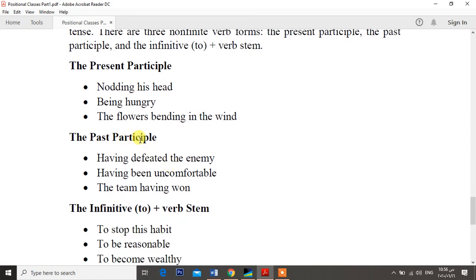The past participle. Having defeated the enemy: defeated here is regarded as a past participle. Having been uncomfortable: been also. The team having won: won also here is a past participle. So defeated, been, and won, all of them are regarded as non-finite verbs by form and non-finite verbals by position.